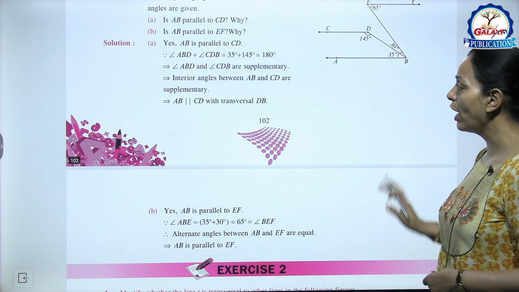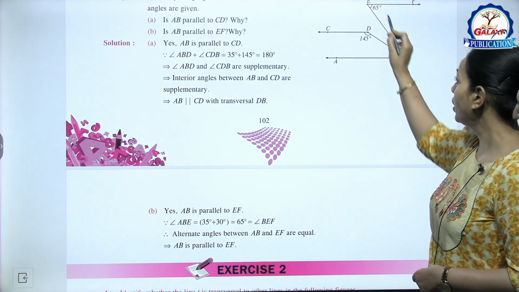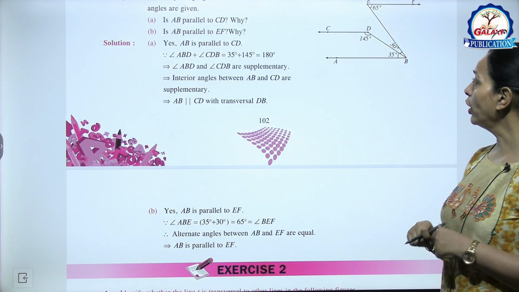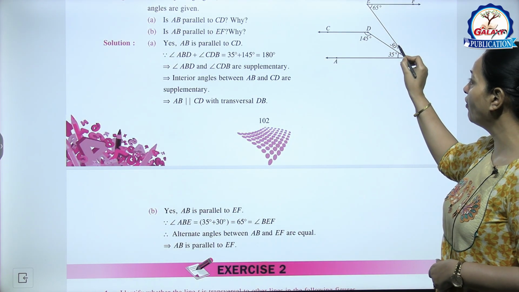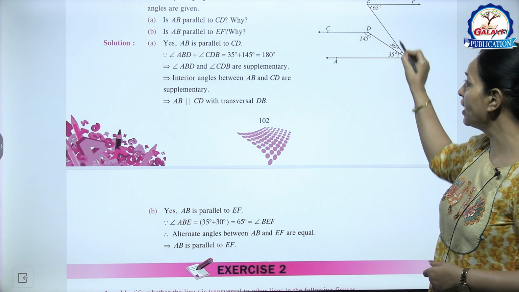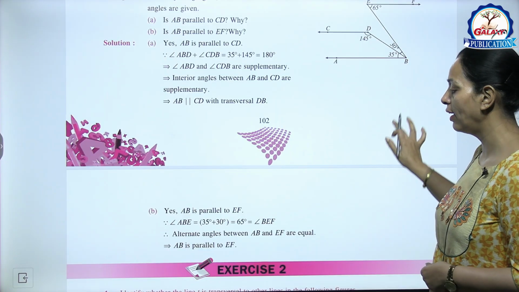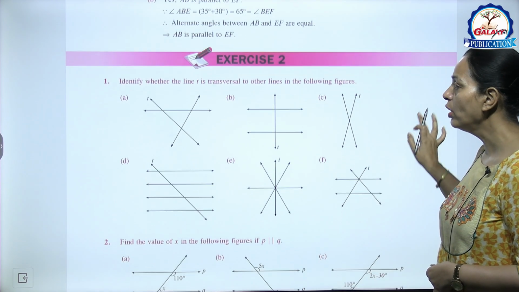Okay. Now next we have to check, is AB parallel to EF? AB and EF are parallel. So here you can see this angle is 65 and this angle is also 65. These are alternate interior angles. So yes, lines are parallel. AB is parallel to EF.